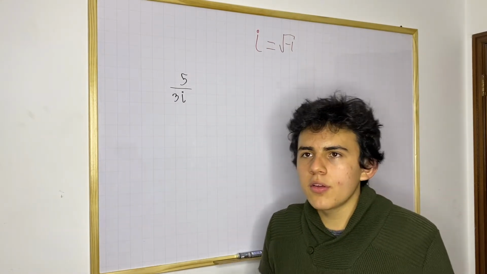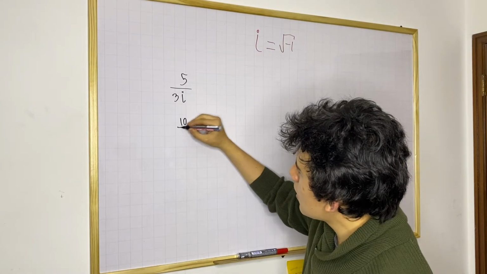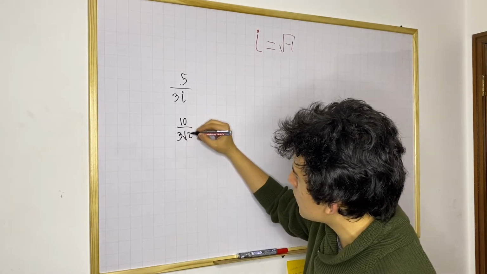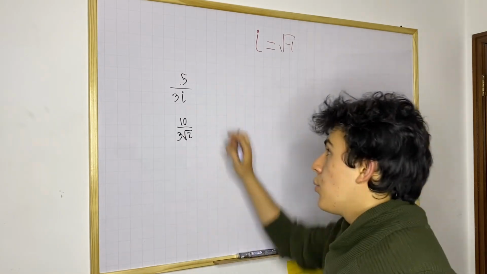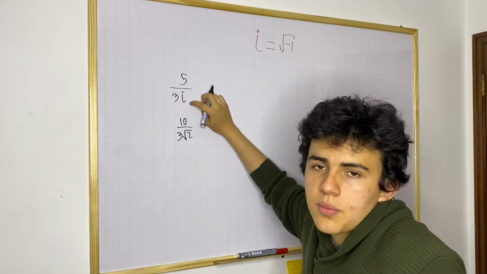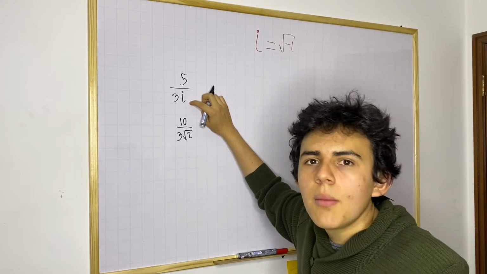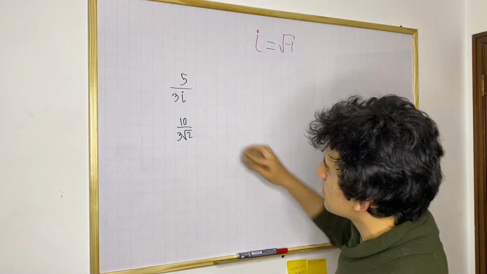Well, remember something about algebra. When you have, for example, 10 over 3 times the square root of 2, what do you do to simplify this? You rationalize. We know i is also a radical. It's the square root of minus 1, so it is also a square root. So that's exactly what we're going to do.